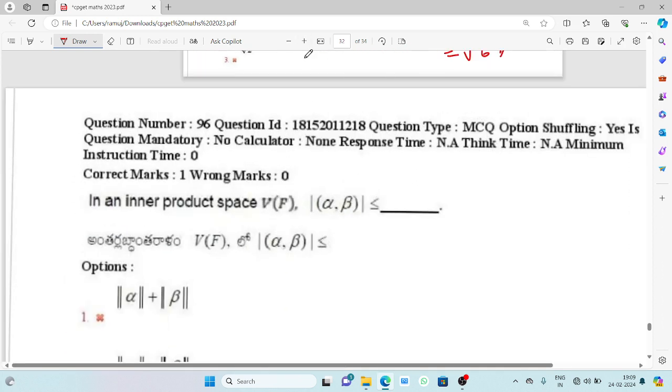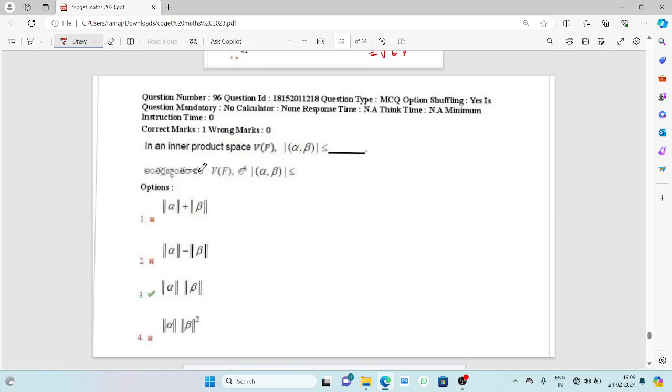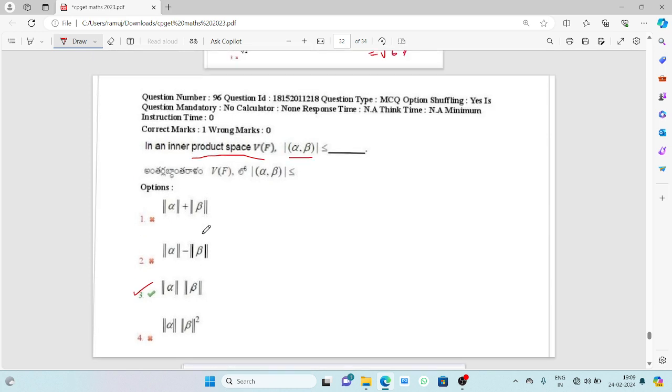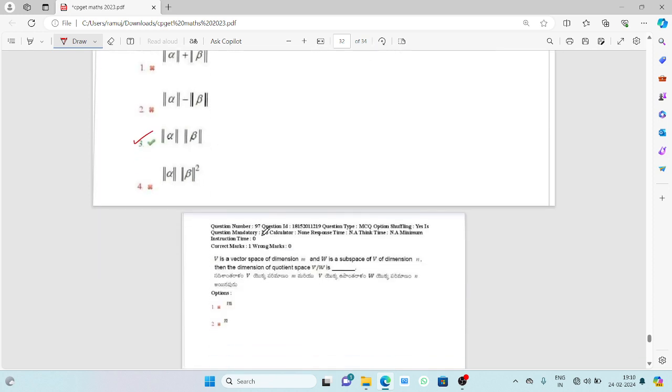The 96th one, in an inner product space V over F, the mod of the inner product of alpha and beta is less than or equal to. This is also a direct statement. I already told you, mainly in inner product spaces he is asking direct statements. So you just remember when it is symmetric and when it is satisfying the inner product space conditions. You can directly pick the answer without solving anything. So you just try to remember those conditions.